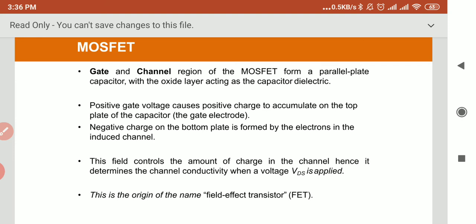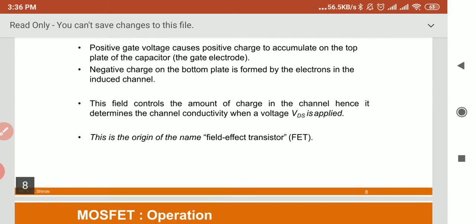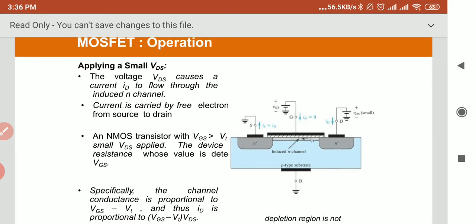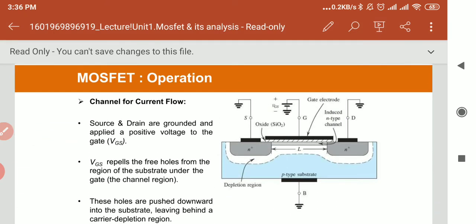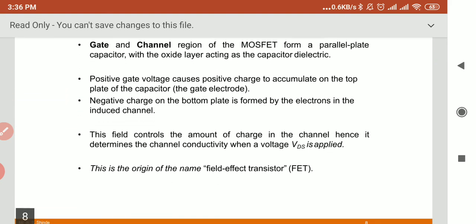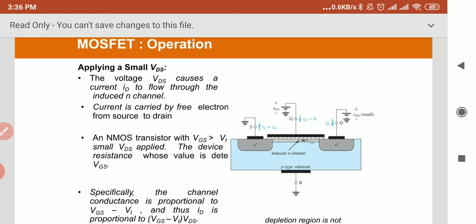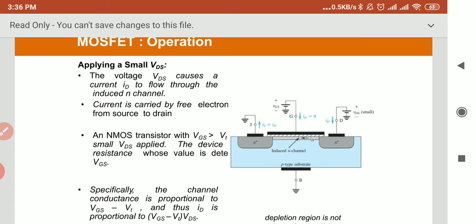The field controls the amount of charge in the channel, hence it determines the channel conductivity when we apply VDS. Applying small VDS, as we have seen, these are the operation of MOSFET when we are giving a small positive value of VGS voltage. When we apply a small value of VDS, the VDS causes current ID to flow through the induced channel. As we have given small VGS voltage, the channel is formed for temporary purpose.